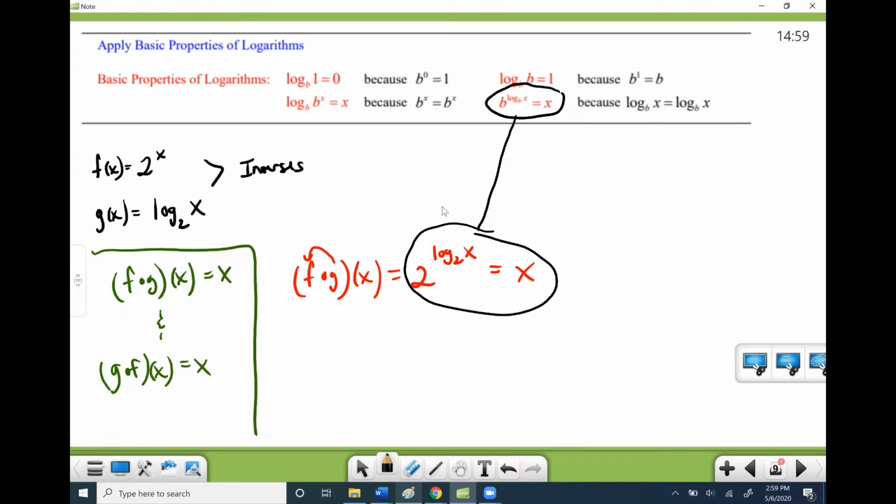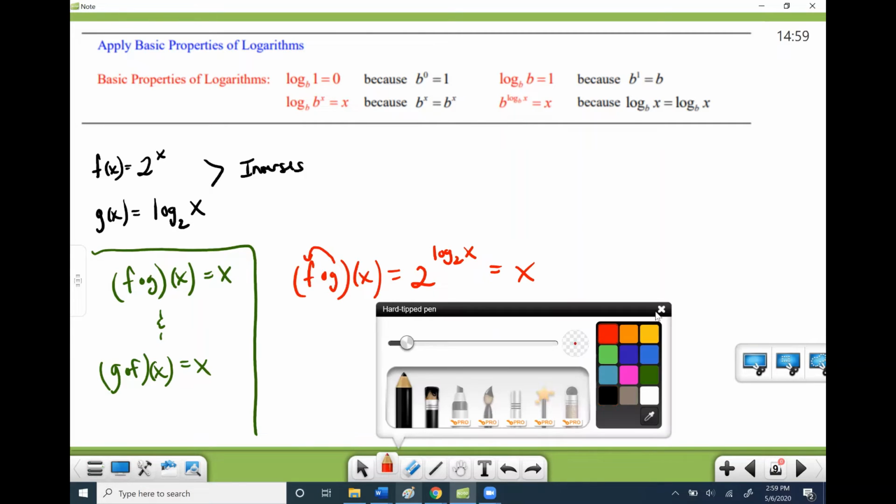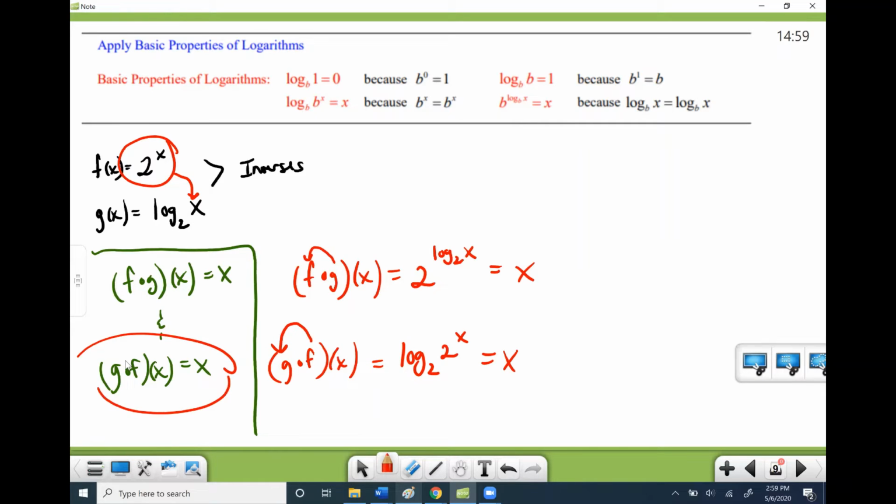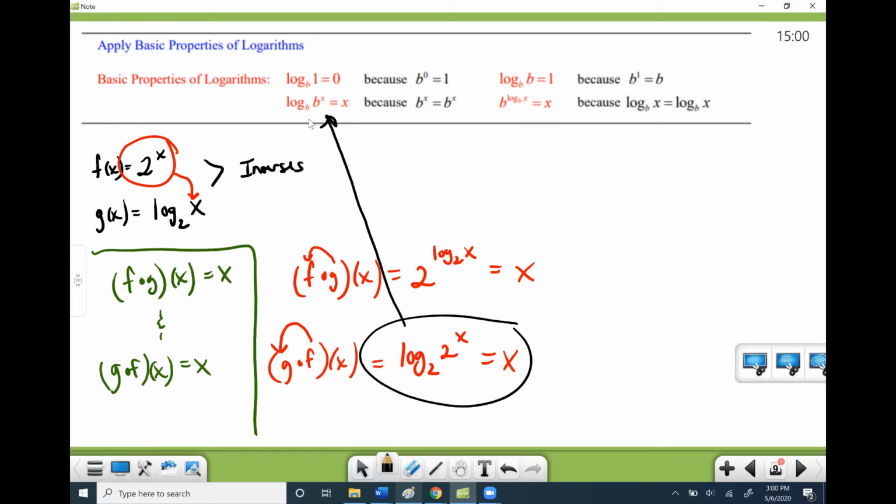Okay. Now, the same is true the other way. If I do this bottom one, G compose F, well, now I'm going to take F and plug it into G. So I'm going to take F and plug it in right there into G. That would be log base 2 with a 2 to the x plugged in for the x. And we know the answer should be x according to this over here. And you'll notice that that is what this one is saying right here.